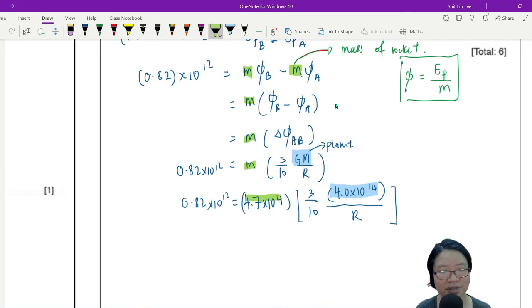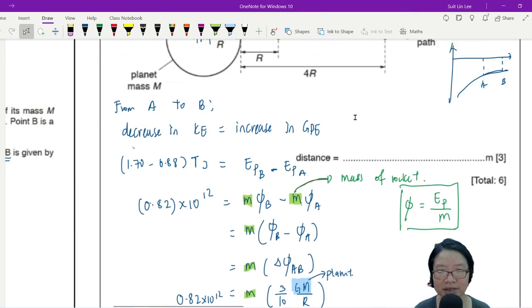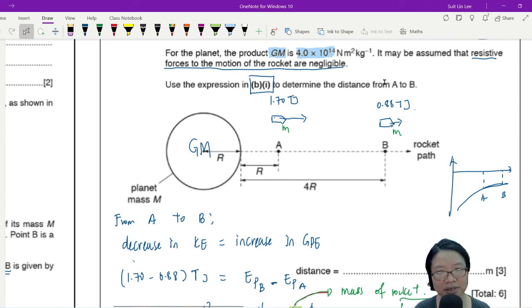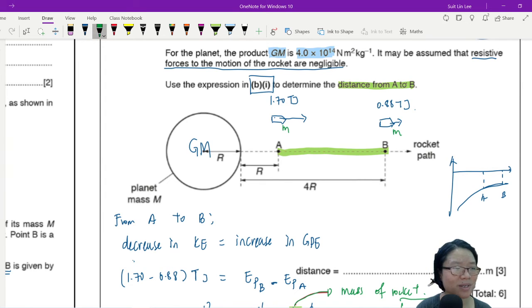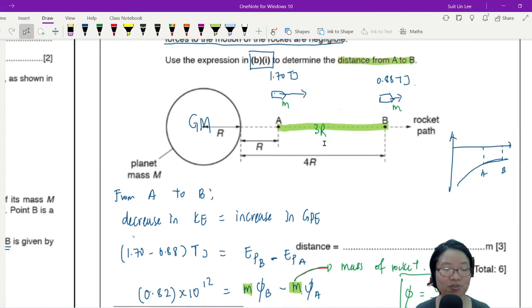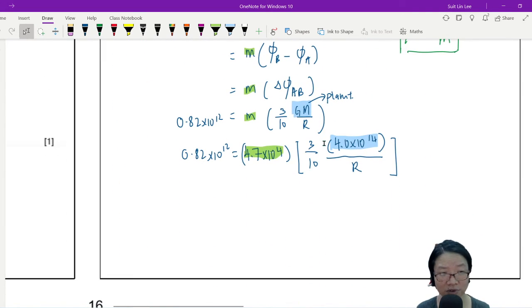We are looking for R, right? Let's check the question. It says here, determine the distance from A to B. Where is A to B, my friends? A to B is here. And A to B is 3R. If I can find R, I can find 3R. So we are looking for distance. I can continue this to find R.